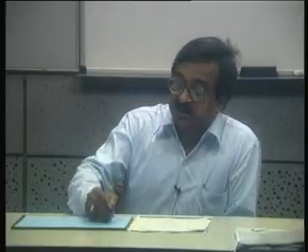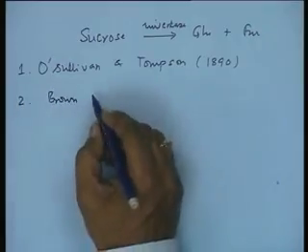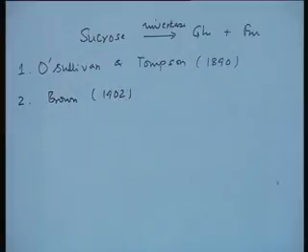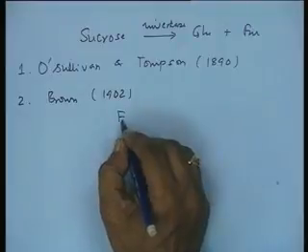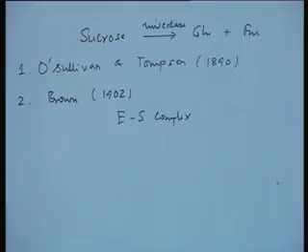Then the second major kinetic observations came from Brown, also in the early 19th century, and he proposed for the first time the concept of an enzyme substrate complex. He also proposed, based on experimental observations, that the reaction rate for an enzyme catalyzed reaction, that is the conversion of a substrate into product, essentially follows saturation kinetics. That means the rate increases initially and reaches a saturation level.